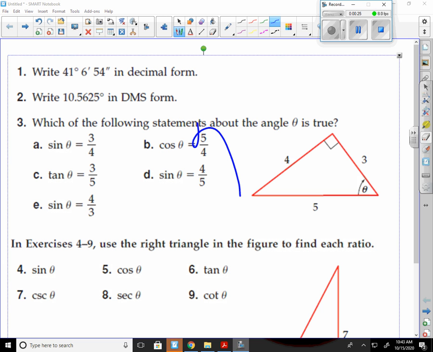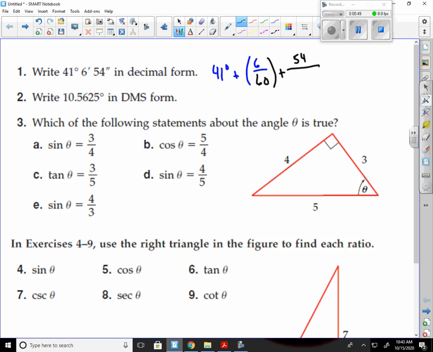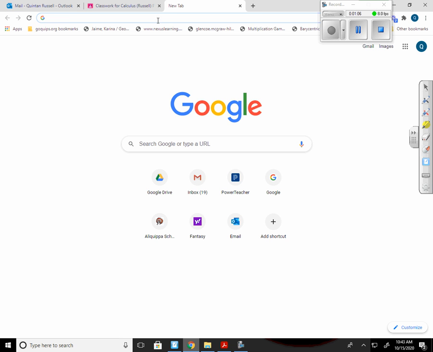If we start with 41 degrees, 6 minutes, 54 seconds, if you remember correctly, 41 degrees stays the same. In order to convert 6 minutes back, you do 6 over 60, and then plus 54 over 3,600. Whenever you do that, you'll get a certain answer, and that's exactly what it will be. I don't know that we need to do it, but I'll do it anyways, just for you.